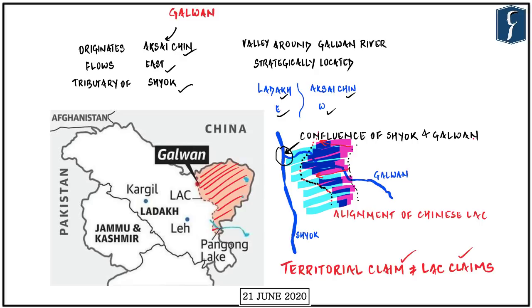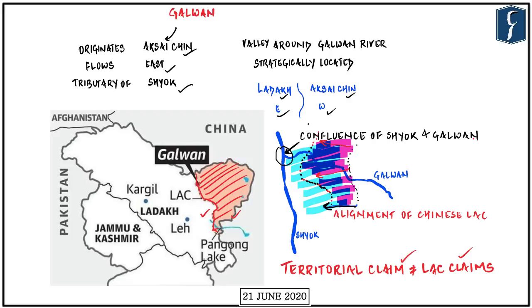But in reality, India's effective control lies over a much smaller region of Ladakh as compared to what is shown on the map. So the territorial claim is very different from the LAC claim. And similarly, unilaterally changing the line of actual control and shifting it does not give the Chinese territorial claims over those regions. So this is the overall summary of this article.